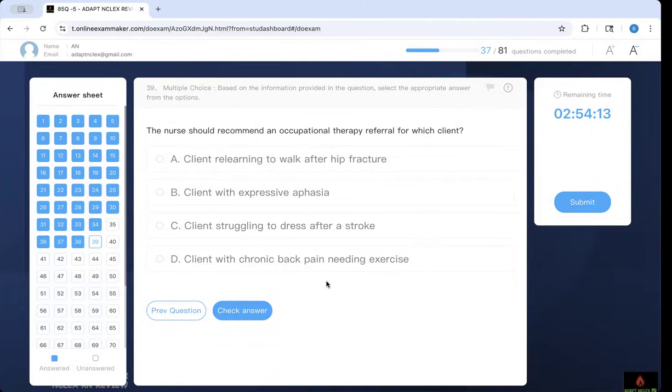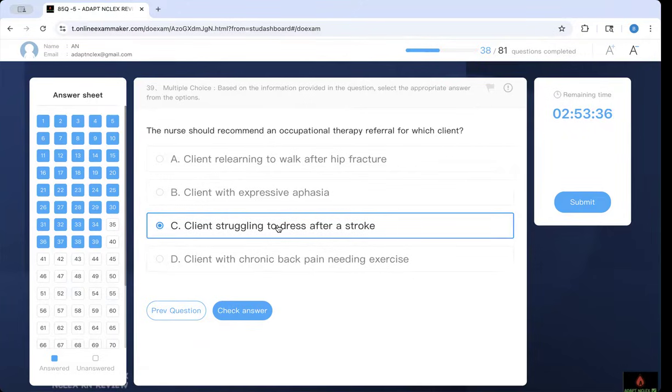Client relearning to walk after hip fracture, client with expressive aphasia, client struggling to dress after a stroke, client with chronic back pain needing exercise. Back pain needing exercise, that's physical therapy. Struggling to dress after a stroke, you can't use your hands. Expressive aphasia, that's your mouth. Relearning to walk, that's your walker. Using a walker, that's basically you using what? Your physical strength, and that is physical therapy. Therefore, dressing yourself is a fine motor skill that requires occupational therapy.